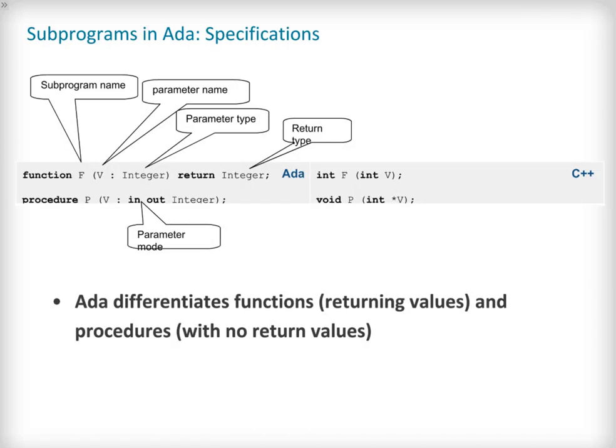Subprograms in Ada are what is referred to as functions or methods in other languages. Ada differentiates two kinds of subprograms: functions and procedures. The difference is that a function returns a value while procedures do not.